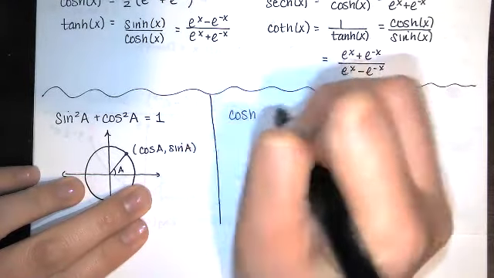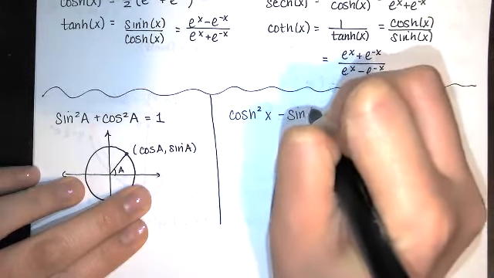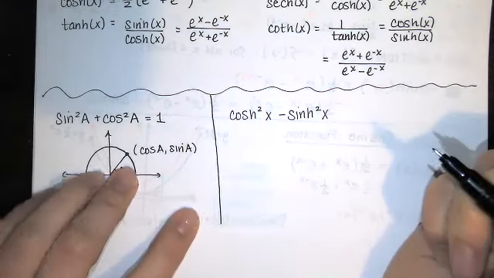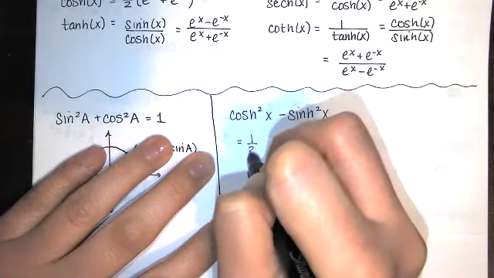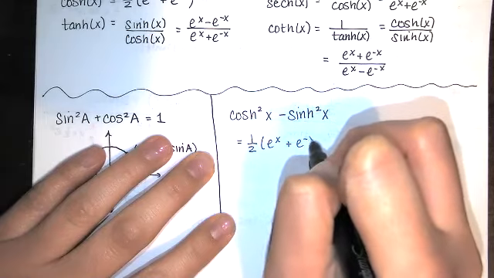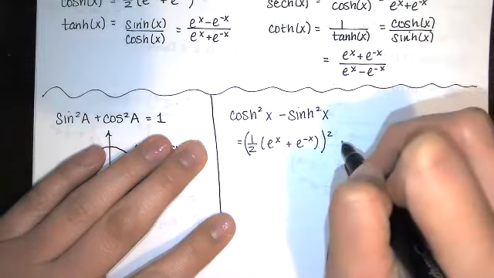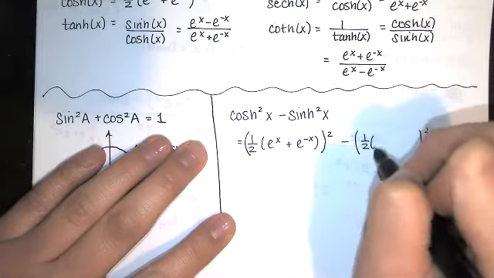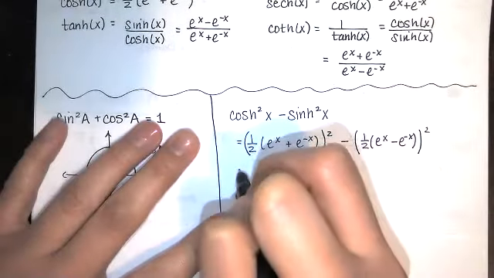So let's look at the hyperbolic cosine function and the hyperbolic sine function and subtract them. Well, hyperbolic cosine is 1/2 of e to the x plus e to the negative x. And I'm going to take that product and square it. And then over here, I'm going to substitute in my hyperbolic sine. That's 1/2 of e to the x minus e to the negative x. And I want to take that and square it as well.